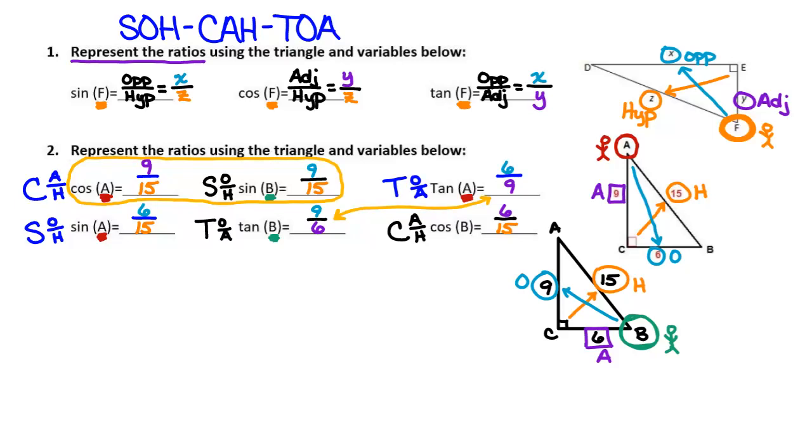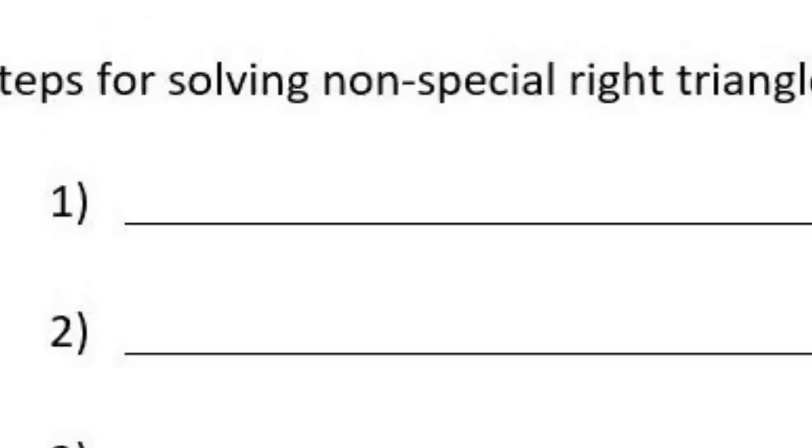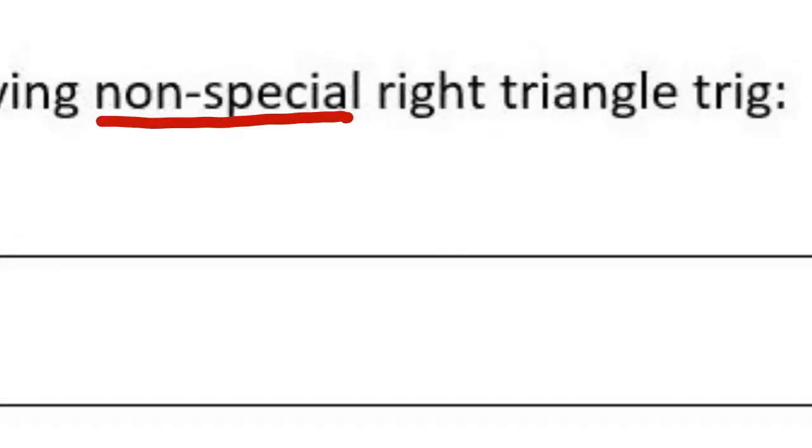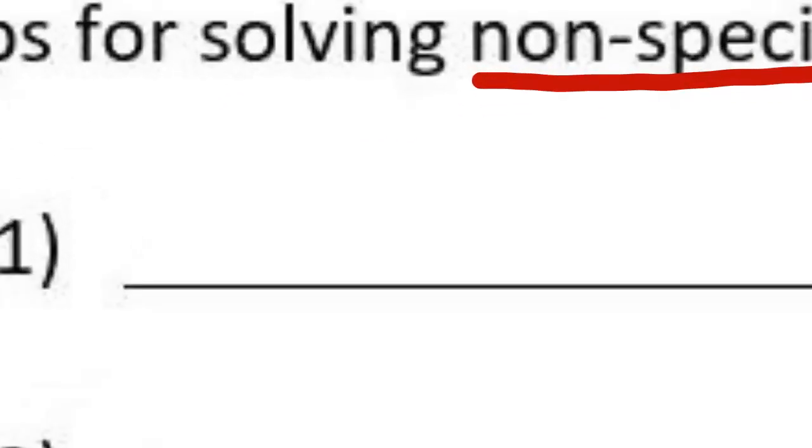Right. We are going to use sine, cosine, and tangent to find some missing sides in non-special right triangles. We're going to write down the steps that we use to solve those, and then we're going to try 3 examples. So on these lines down here, steps for solving non-special right triangles, so not 45-45-90, not 30-60-90. First thing we're going to do is locate the angle where we are standing. So we're going to circle the given angle.